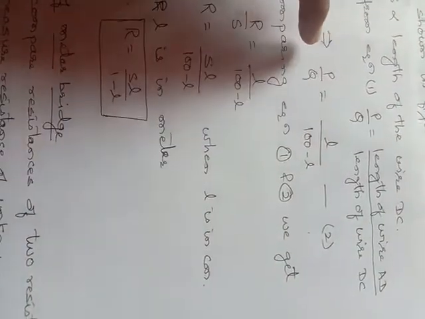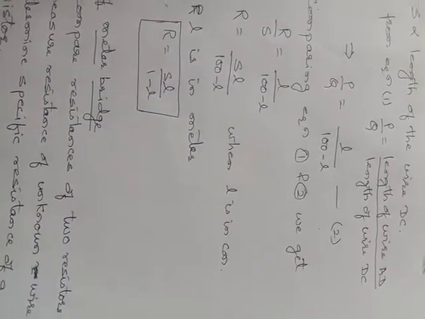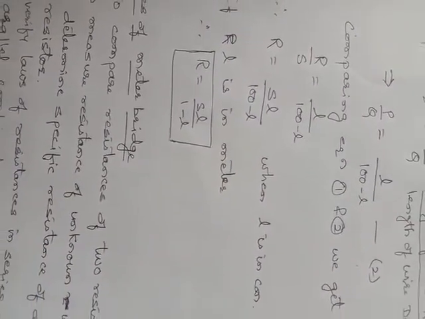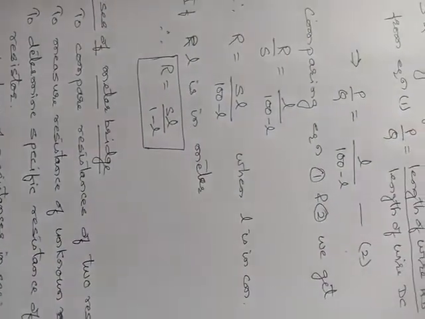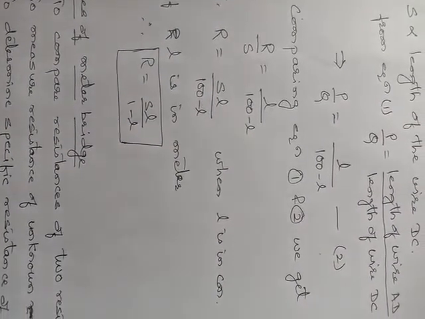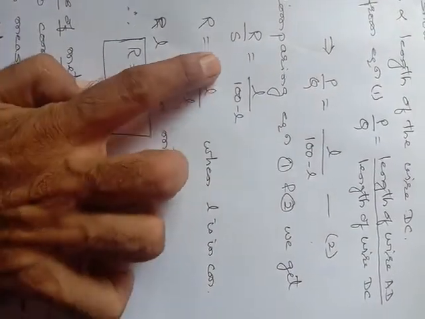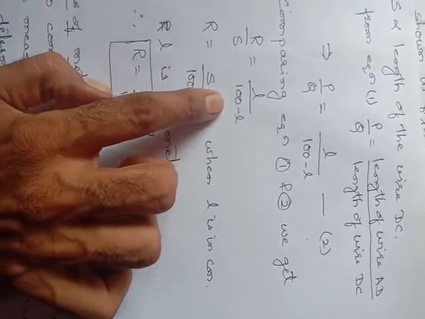So comparing equation 1 and 2, what will we get? On the left hand side of both equations we have P by Q, so the left hand side is the same, which means the right hand side is also the same. So R by S is equal to L by 100 minus L.